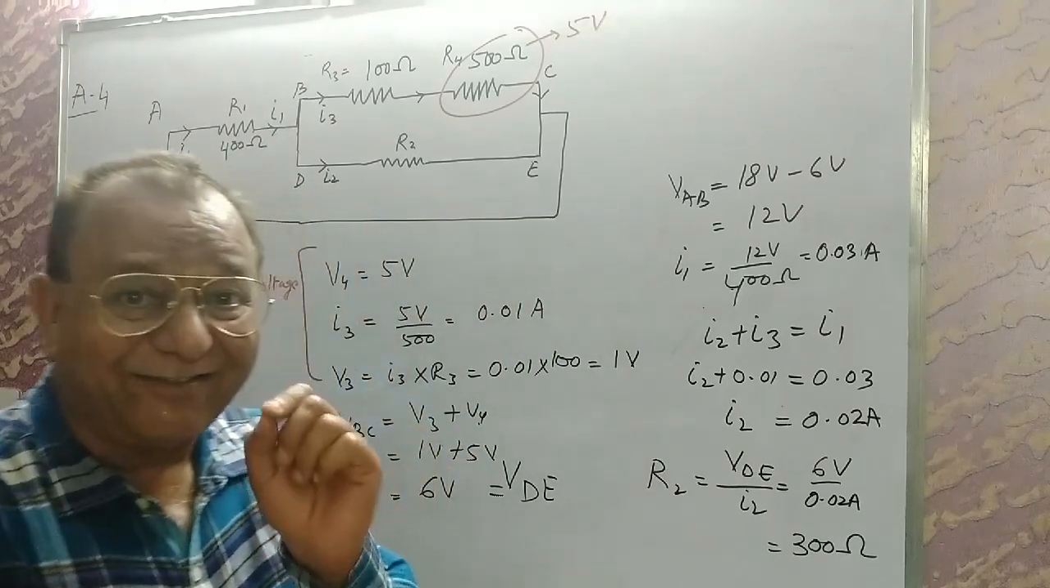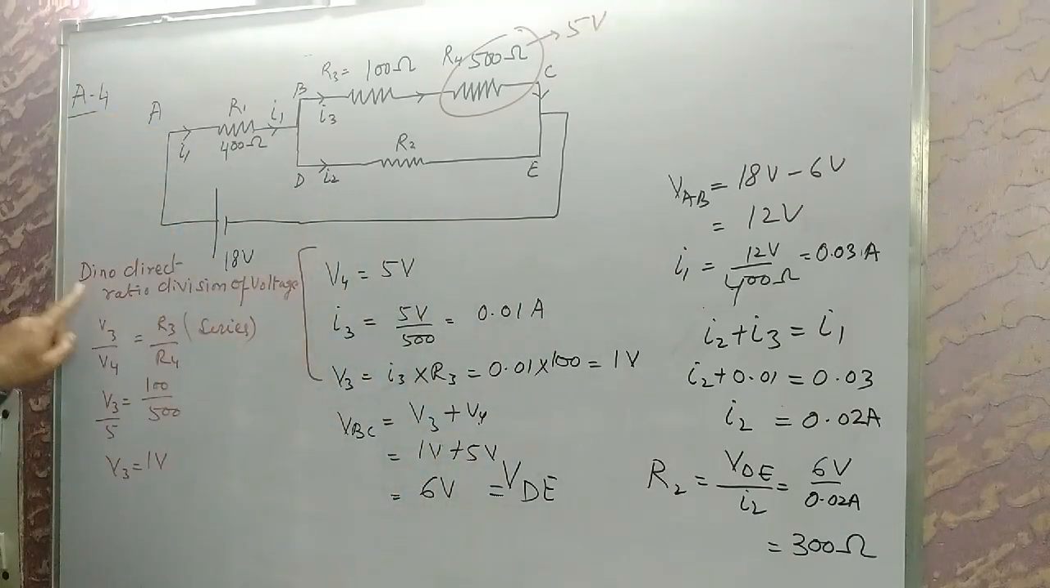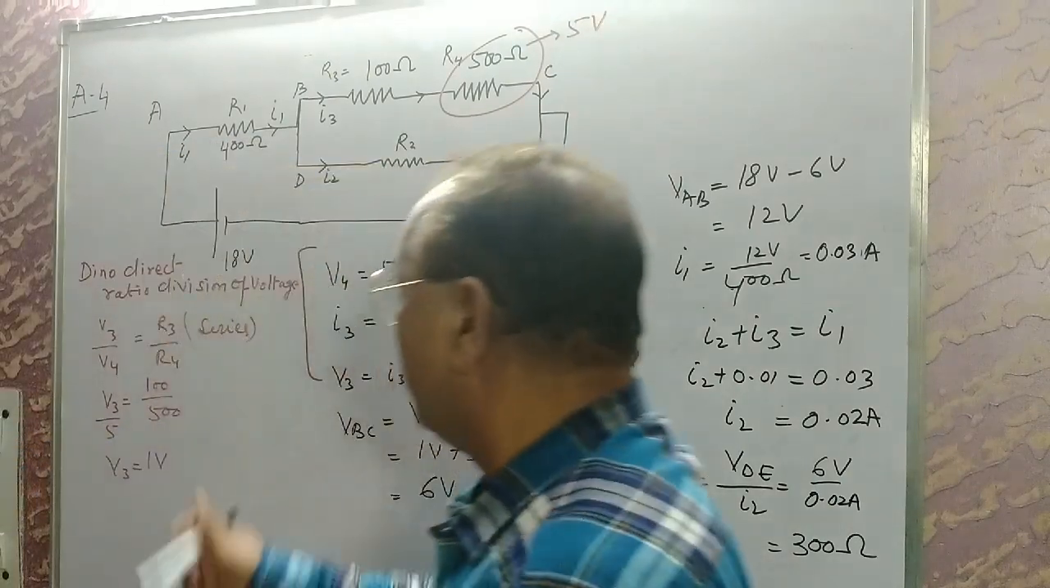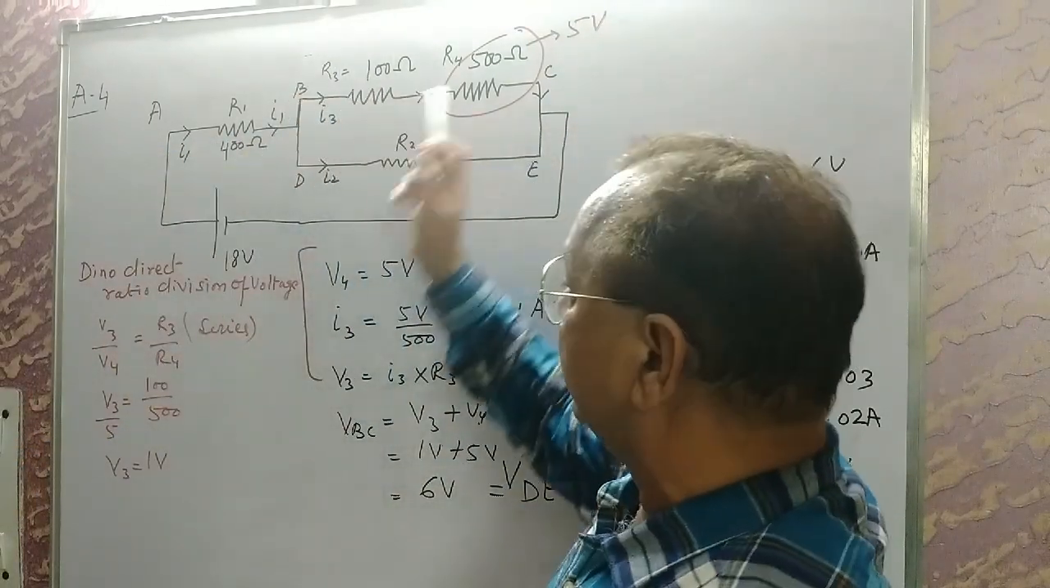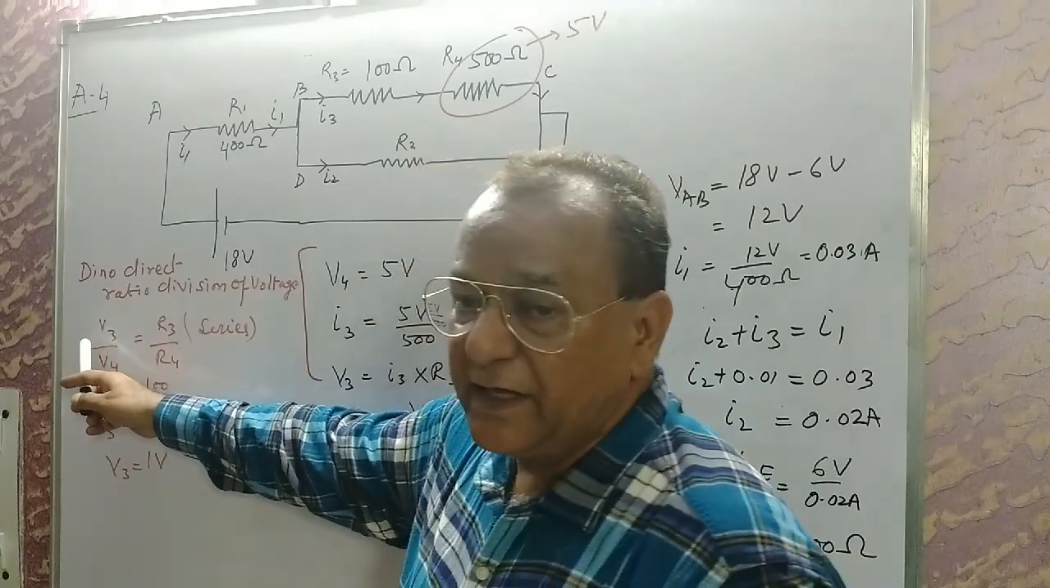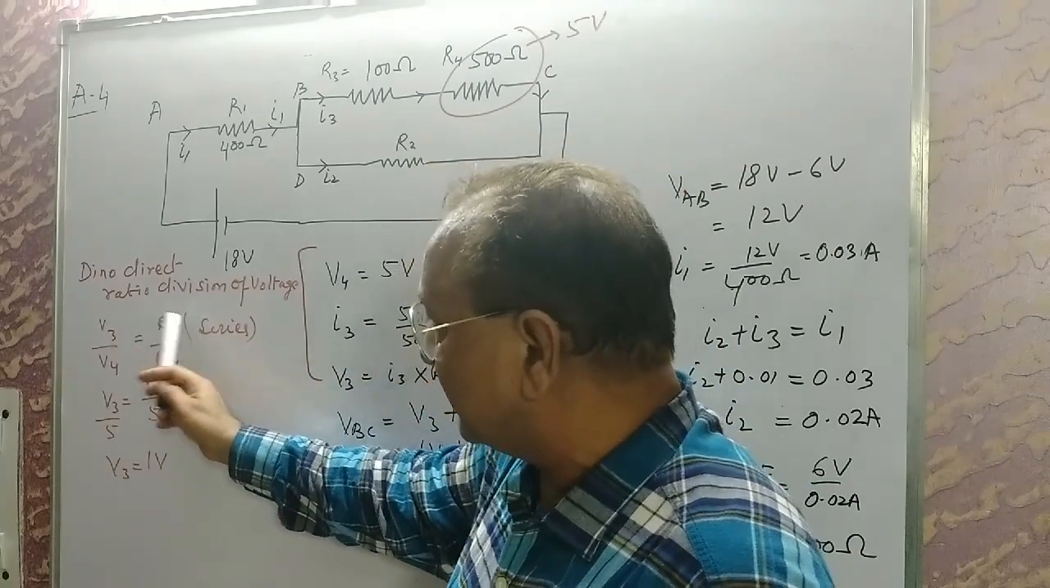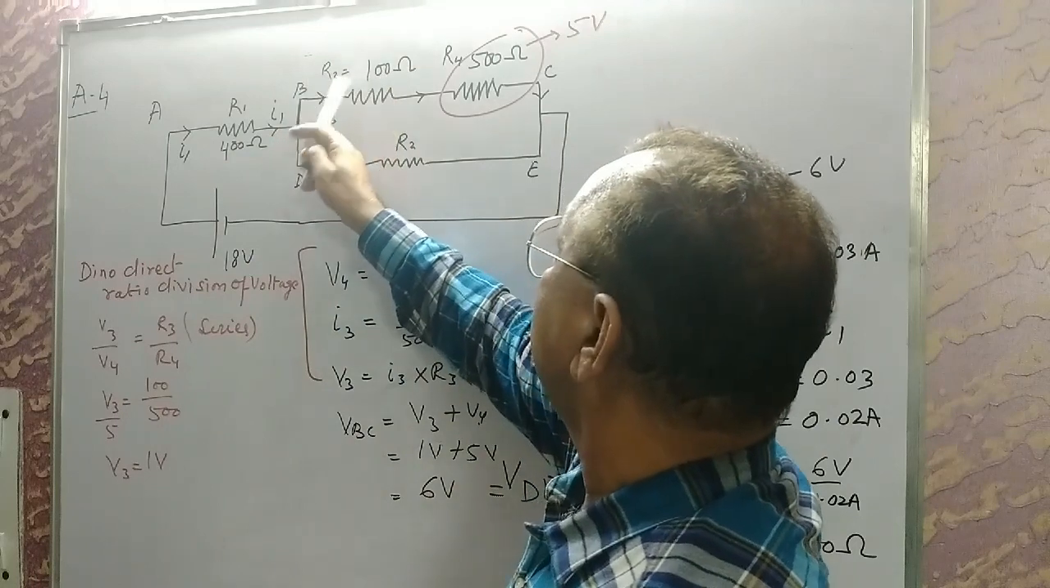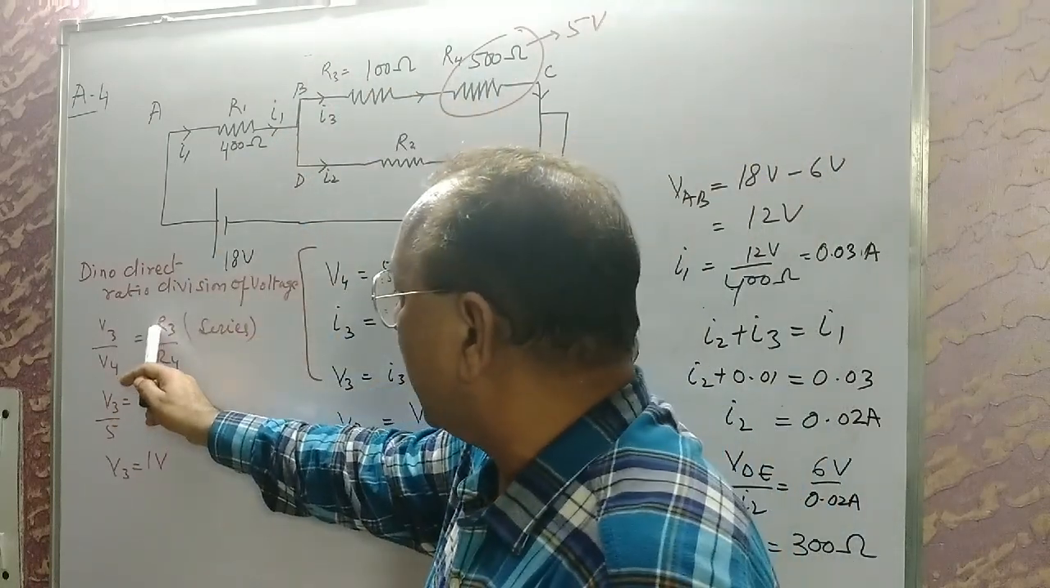I want to add a slight Dino concept here. Ratio division of voltage. In series, when the resistances are in series like this, the voltage will be in the ratio of resistances. V3 by V4 equal to R3 by R4.